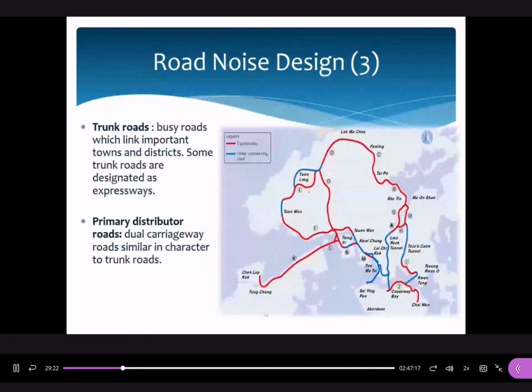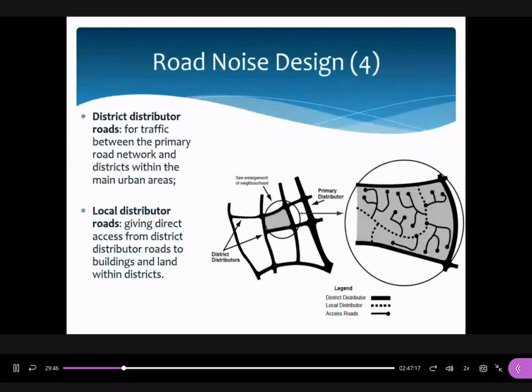In terms of road noise design, I just want to introduce some terminologies to you. The first one is trunk roads. This is similar to an expressway, the highway. The second one is primary distributor roads. These are carriageway roads similar to trunk roads. The third one is district distributor roads. These connect the primary road networks and districts within the urban area. And the final one is local distributor roads, which give direct access from the district distributor. That means from this one to your home.